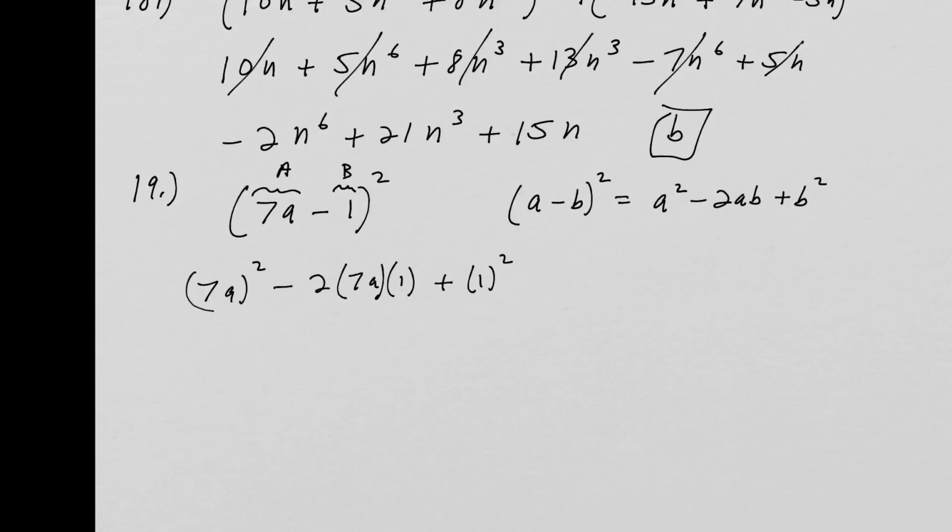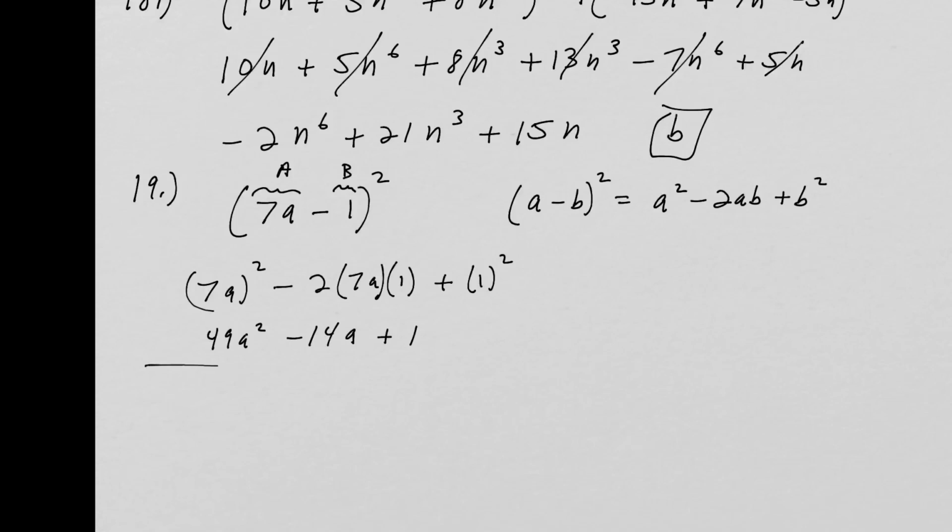So (7a) squared is the same as 49a squared. Negative 2 times 7 times 1 is negative 14. I still have an a there. And then 1 squared is 1, so plus 1. So if you like to use these formulas and you memorize that formula, it is a quick way of doing it, but you don't have to do it that way, okay? The other way you could do this, let's say you forgot that formula.